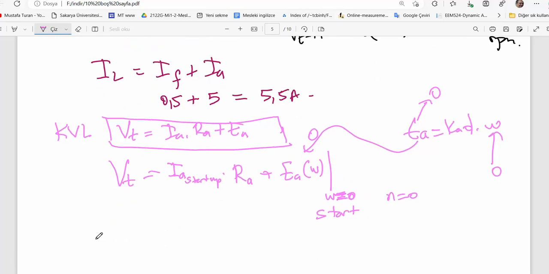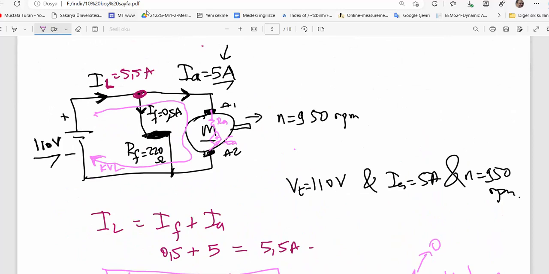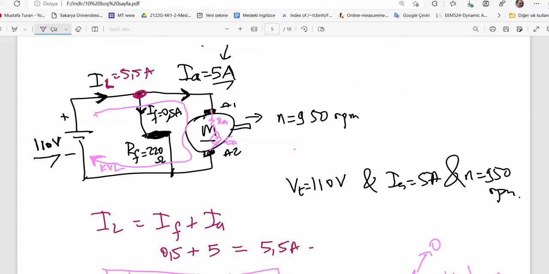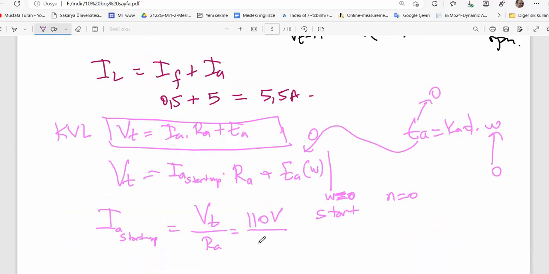Ladies and gentlemen, take care. Here looks the danger. Armature startup current is equal to terminal voltage over Ra. Terminal voltage was given as 110 volts. Armature resistance was 1 ohm, yes, armature resistance is 1 ohm. Supply voltage is 110 volts, here is 1 ohm. So 110 over 1 makes 110 amps.